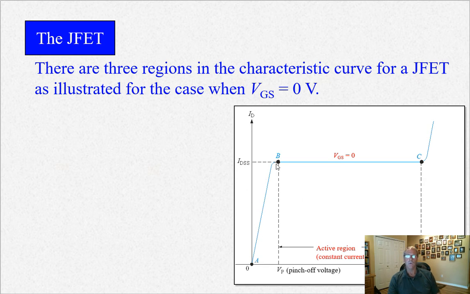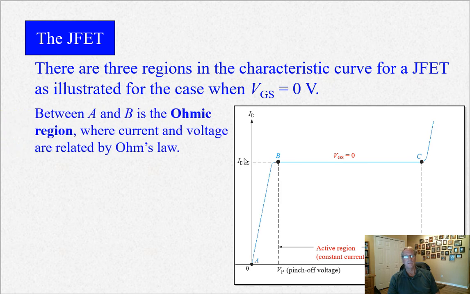This area here we'll see is kind of a linear curve, and it actually represents a resistor. It's an ohmic region, called the ohmic region. Right here, I think they explain this here. A and B is the ohmic region. So this is sort of a current-voltage relationship governed by Ohm's law.